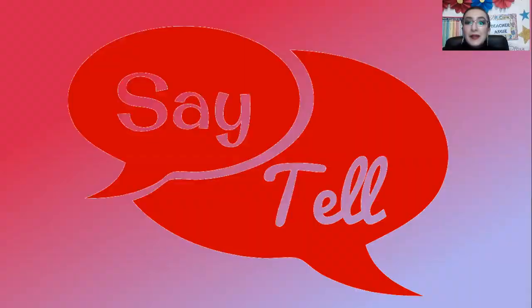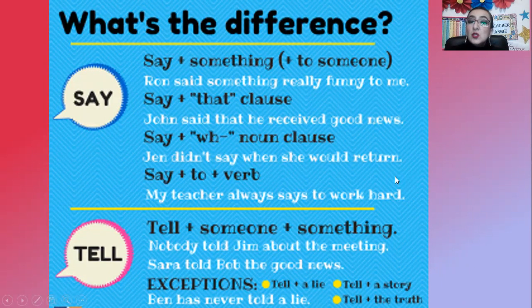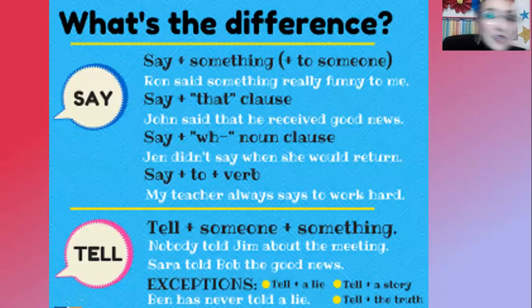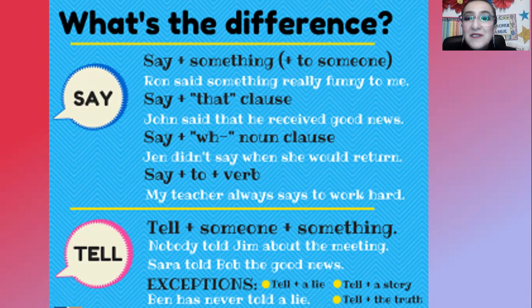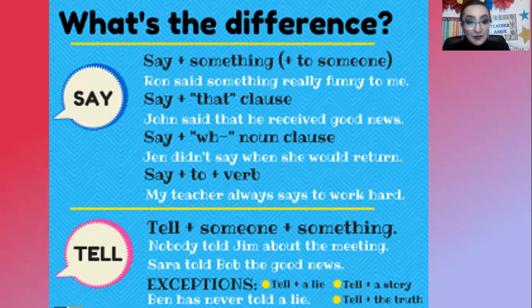Okay, but now let me tell you this. What's the difference? To say something to someone, as we were saying: Ron said something really funny to me. Or we can just say that with a clause: John said that he received good news. With reported speech, for example, we were using this: Jen didn't say when she will return.